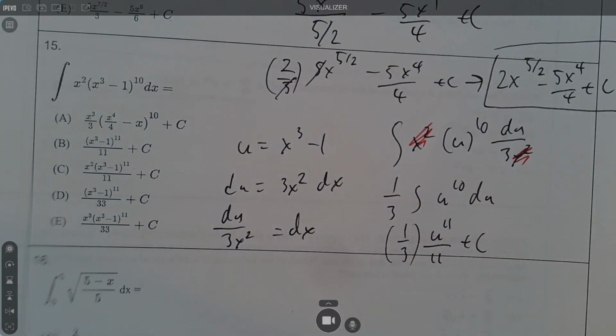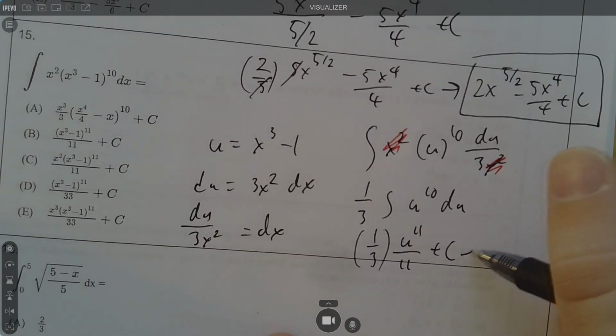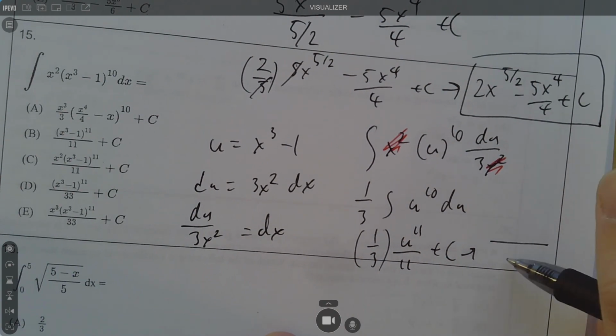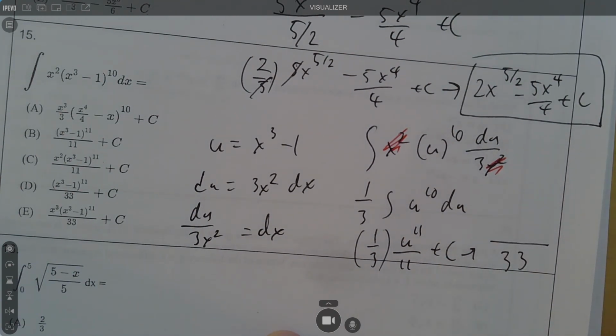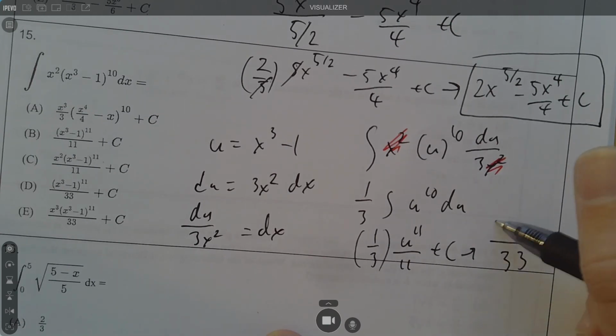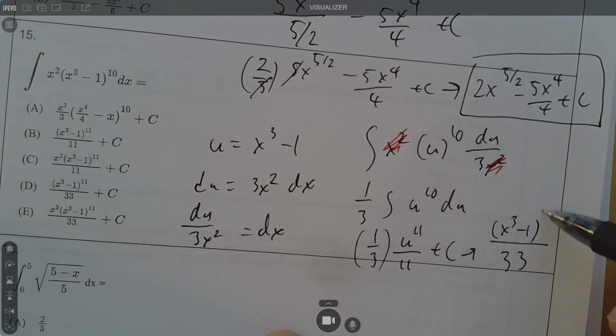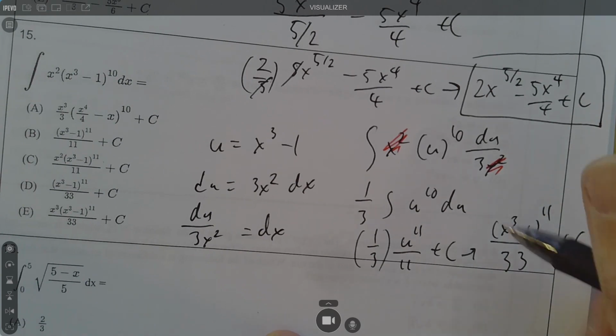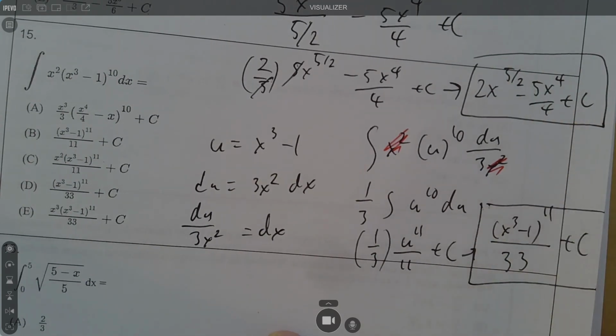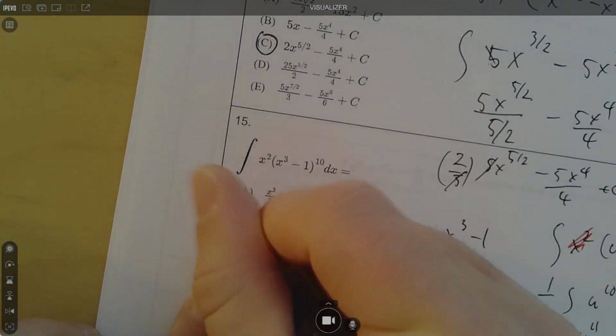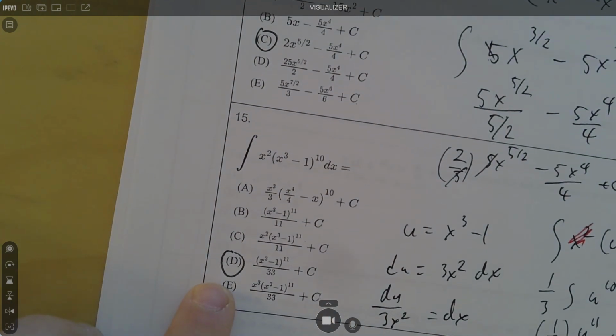Plug that u back in. We're going to get over 33, because 3 times 11 is 33. And then it's going to be x to the third minus 1 to the 11th plus c. Okay, that's it. D. Yep, okay, moving on.